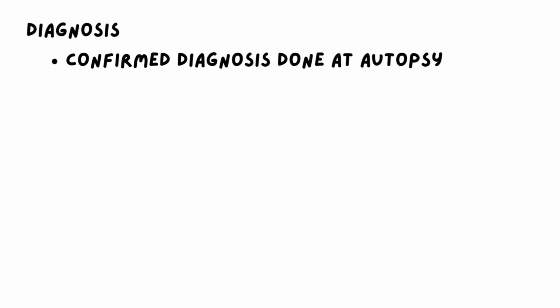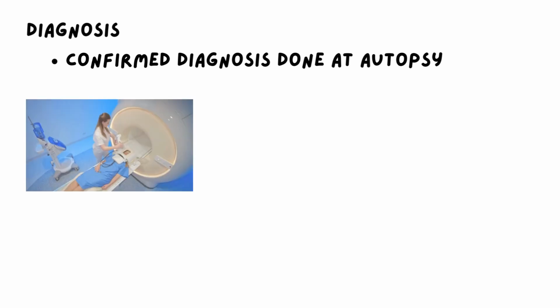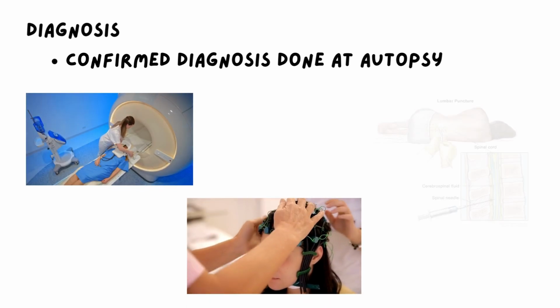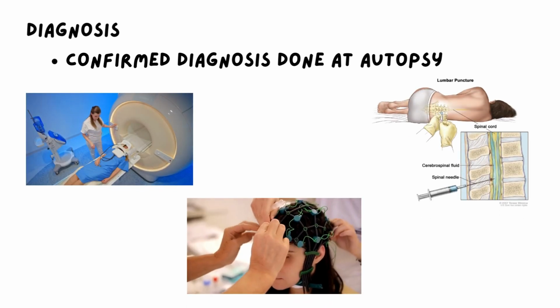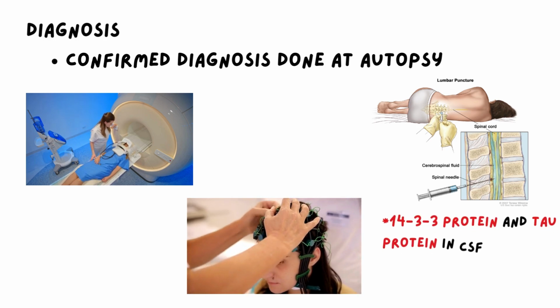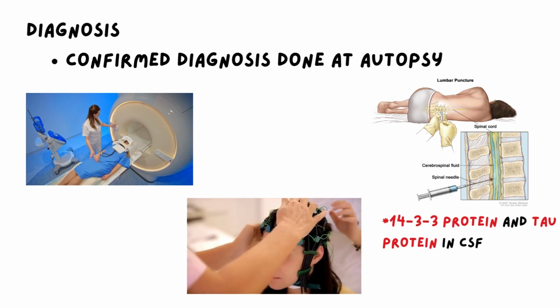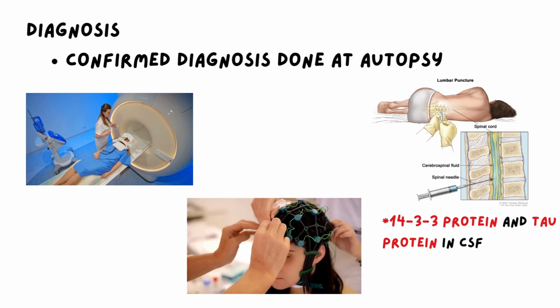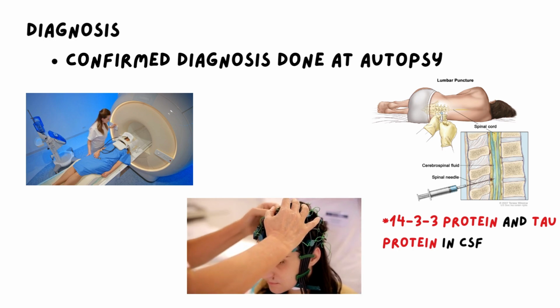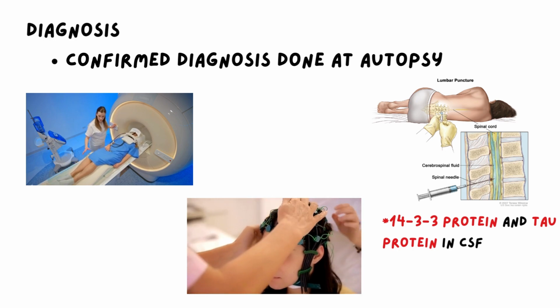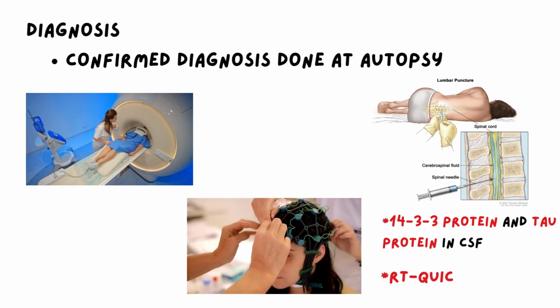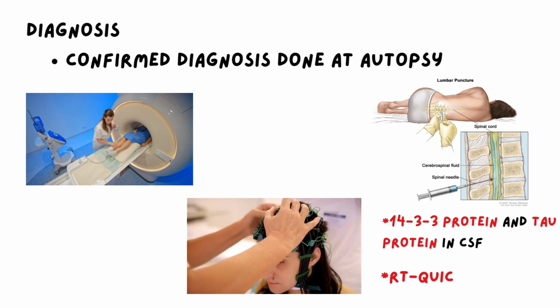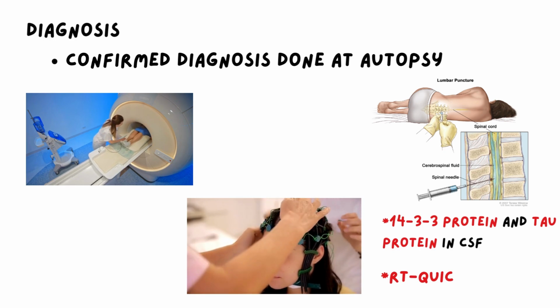A definitive diagnosis of CJD can only be done at autopsy. However, there are a combination of tools that can heavily suggest a CJD diagnosis, such as MRI, EEG, and cerebrospinal fluid examinations. The presence of the 14-3-3 protein and tau protein in high concentrations in the cerebrospinal fluid can indicate CJD. Additionally, real-time quaking-induced conversion, or RT-QuIC, is able to detect the misfolded prion protein in the CSF, making it an important diagnostic tool.